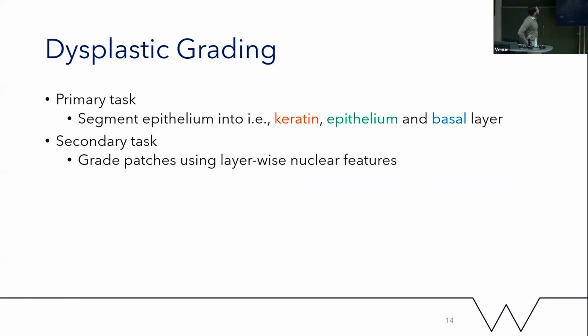So for dysplastic grading, we used OED, and the first task was to segment the epithelium region into 3 layers: keratin, epithelium, and basal. And then once we have those segmentation results, we can grade the patch using the layer-wise nuclear features we'll see later on.